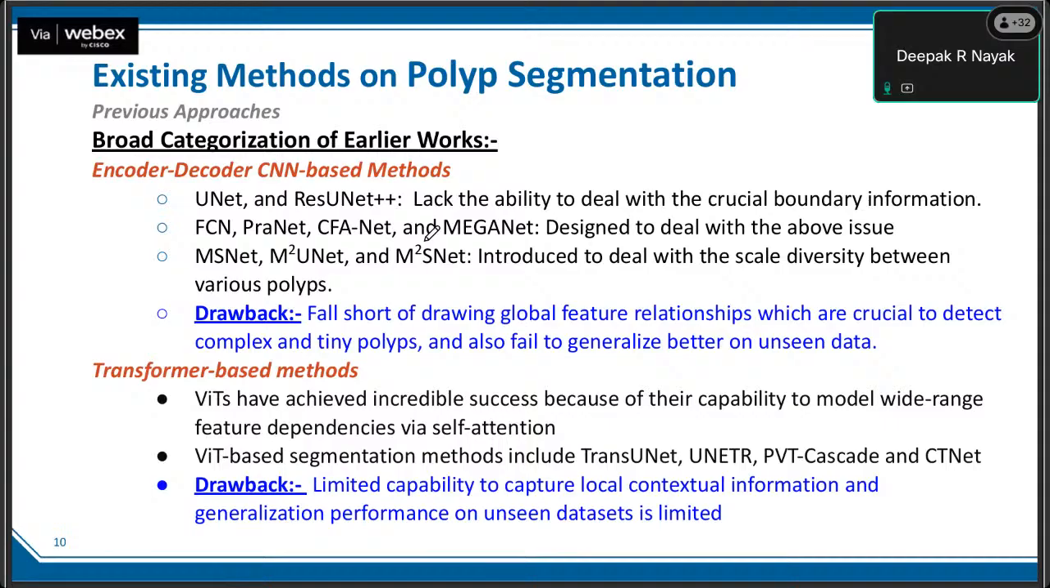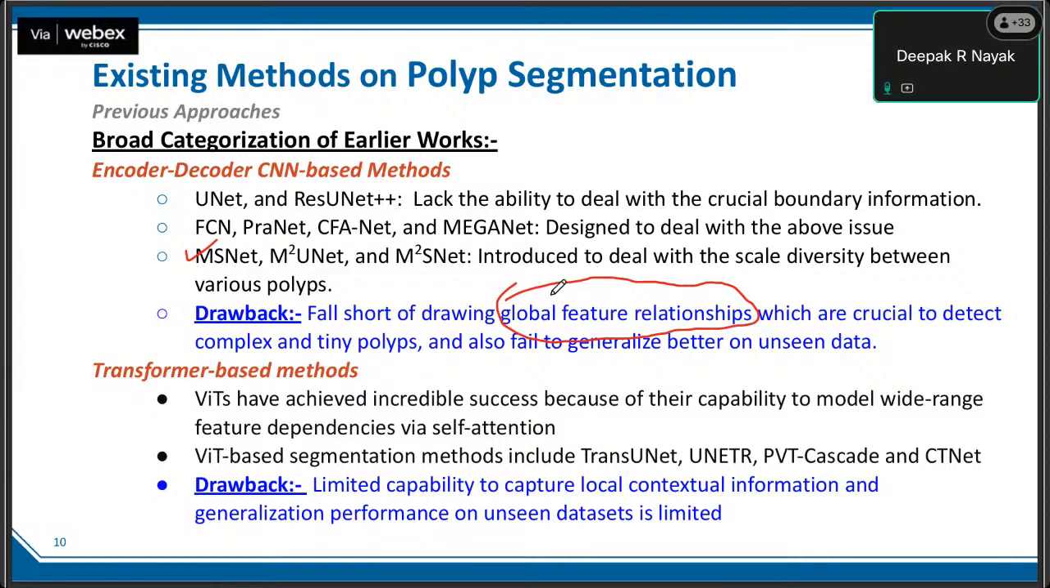And there are also a couple of approaches people have developed over the years to deal with the scale diversity of the polyps. We've also seen the polyps having different shapes or different sizes, right? So people have also tried to introduce these kinds of approaches to deal with the scale diversities of various polyps. But overall, if you look at all our convolutional neural network based approaches, they fall short of capturing the global feature relationships, which is very, very important in case of polyp segmentation. At the same time, the generalization performance of these approaches is also very, very limited.